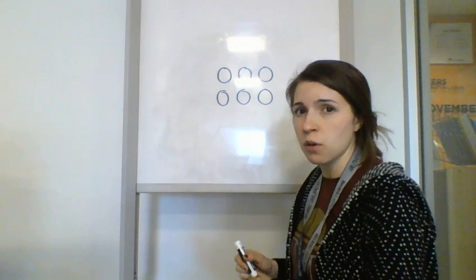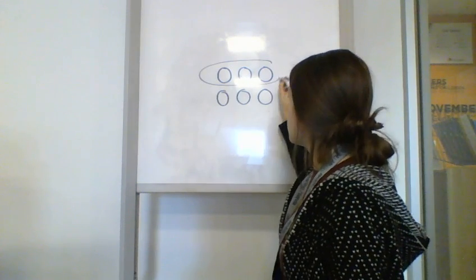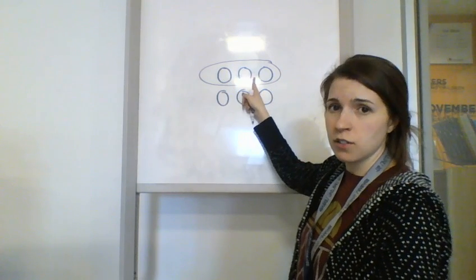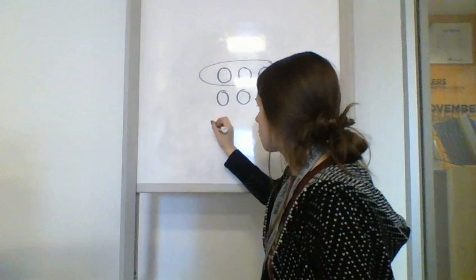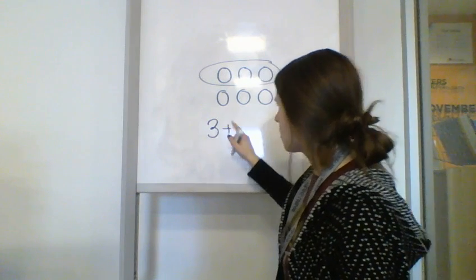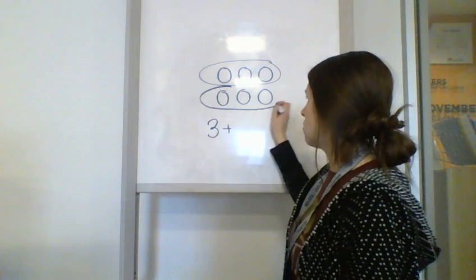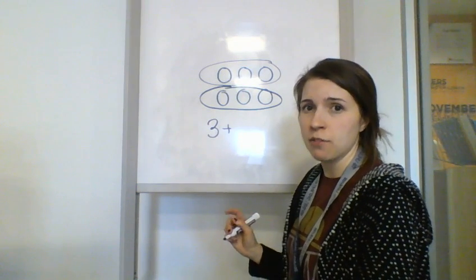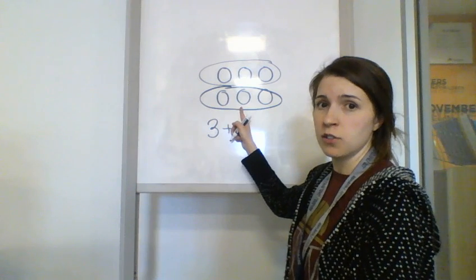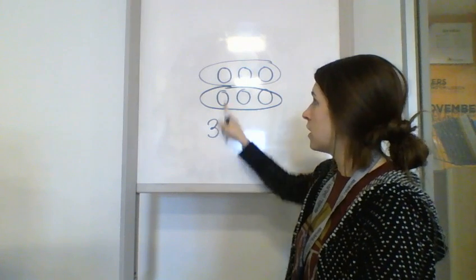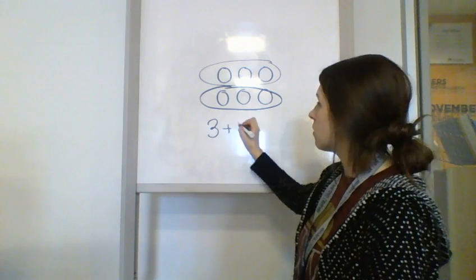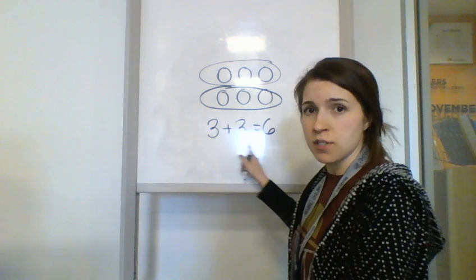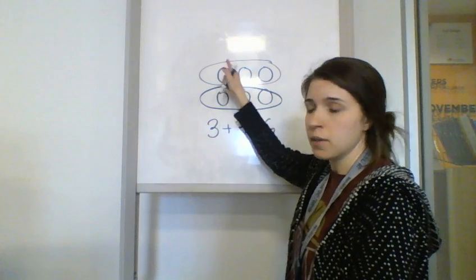So remember, rows go left and right. So this is one row, and we have 3 circles in that row. So we have 1, 2, 3. So I'm going to write 3 plus, and then I'm going to make this a row. Remember, rows go left to right, and then I'm going to count how many are in that row. So there's 1, 2, 3 in this row. So 3 plus 3 equals 6. So this equation represents this array right here.